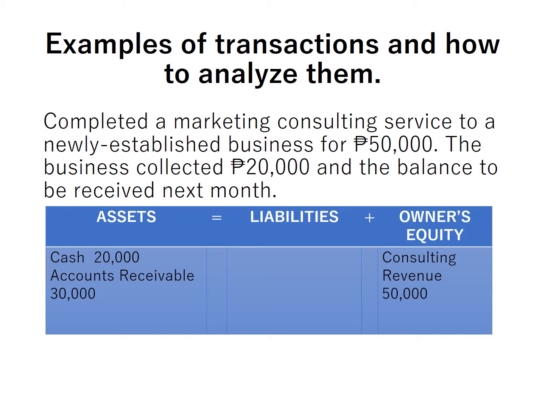What is the effect of the transaction to cash? Cash increased by 20,000 pesos because the business collected 20,000 pesos out of 50,000 pesos. Accounts receivable is increased by 30,000 pesos because there is a collectible next month. Consulting revenue increased by 50,000 pesos because this is the full amount of the service completed by the business.